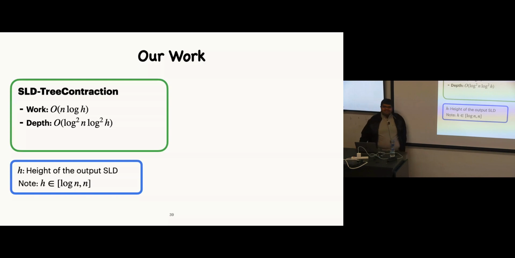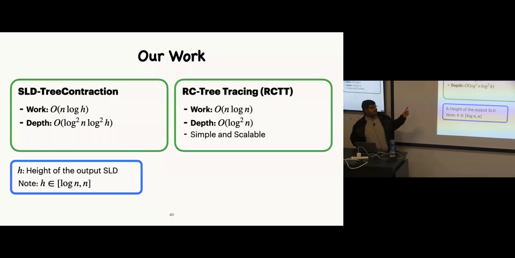But it turns out that it's a pretty complex algorithm requiring some sort of heavy data structures. So you require some sort of meldable heaps with certain other properties, which doesn't make it very practical. But there is a lazy implementation of this algorithm, which leads to a very fast algorithm in practice. So we call this algorithm RC tree tracing. I guess the name will make sense later on.